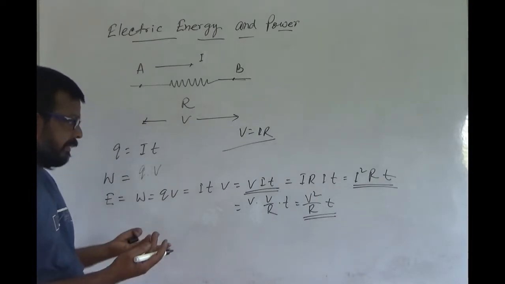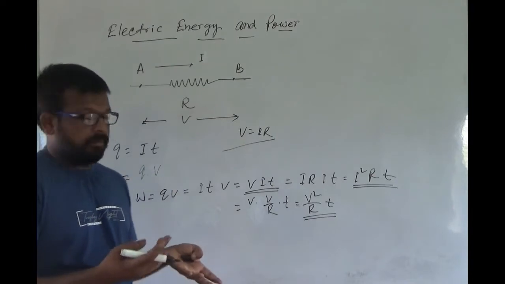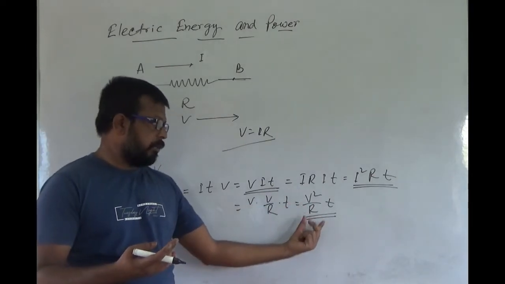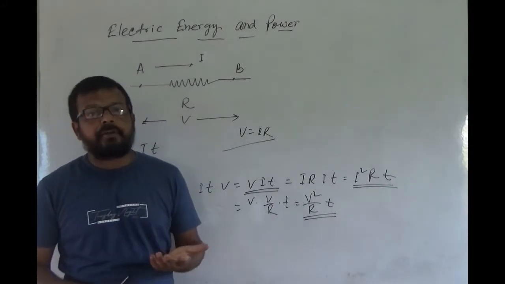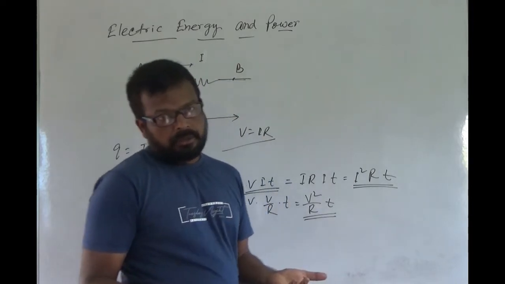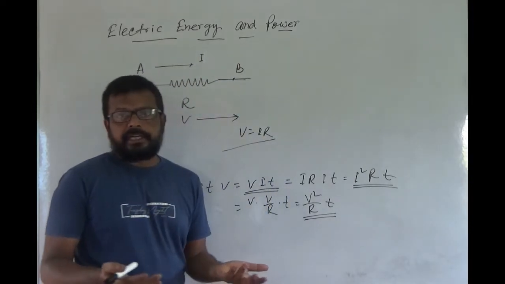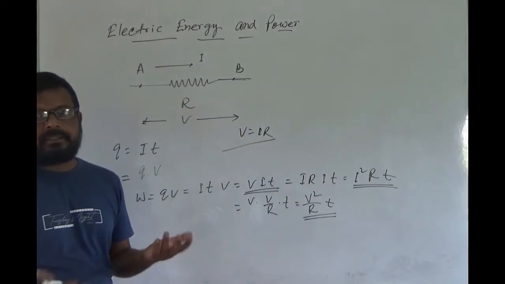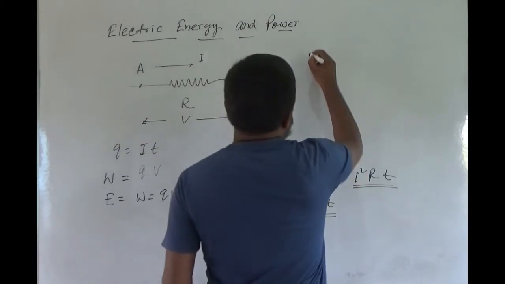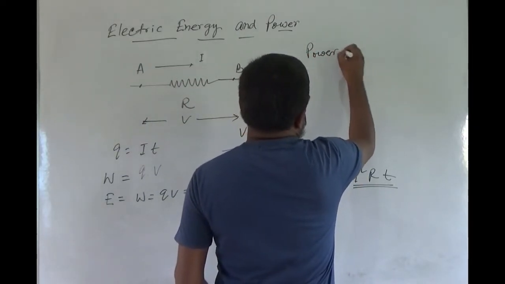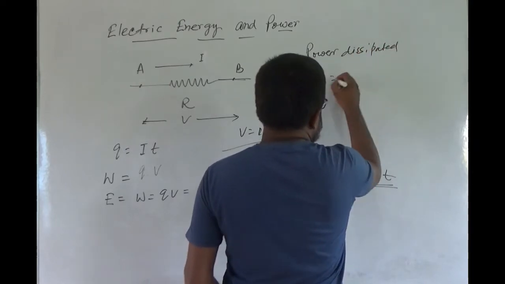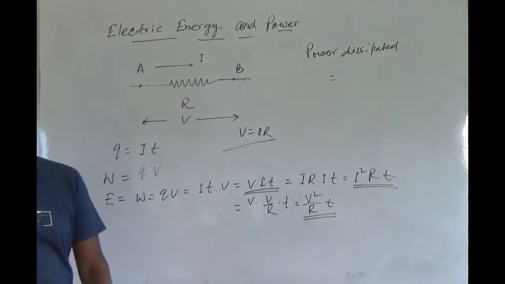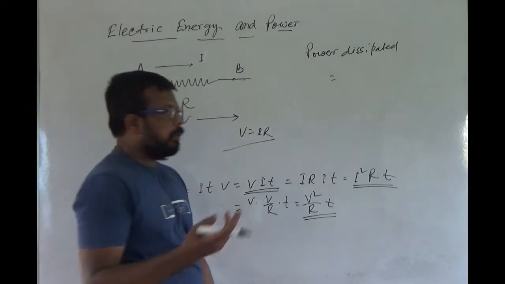Therefore, you can say that the amount of heat produced in the conductor is V square by R into T, or I square R into T. Energy dissipated per unit time is called the power of the electric circuit or electric device, and therefore power dissipated. Power dissipated is what? This is energy dissipated per unit time.